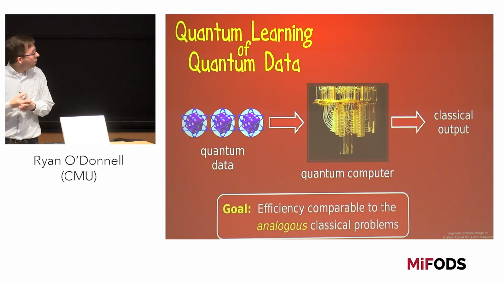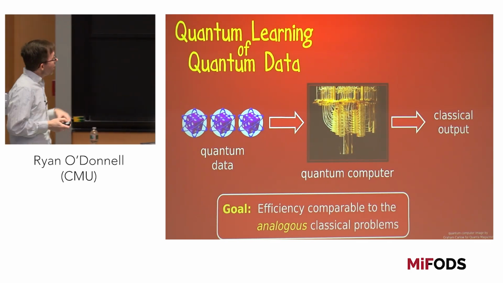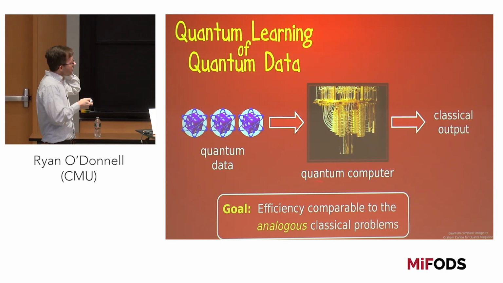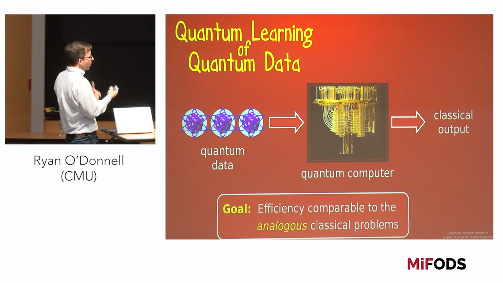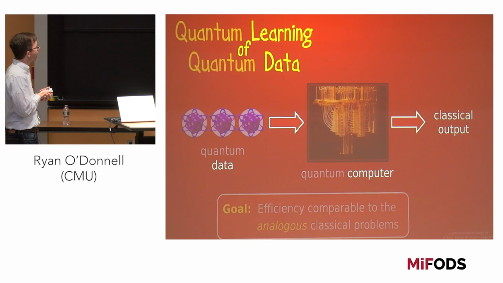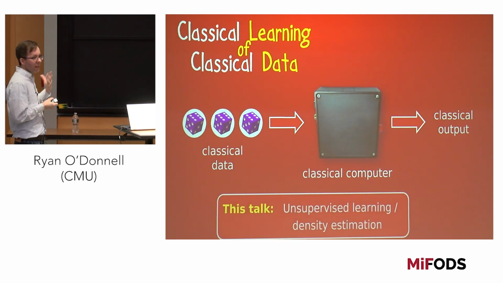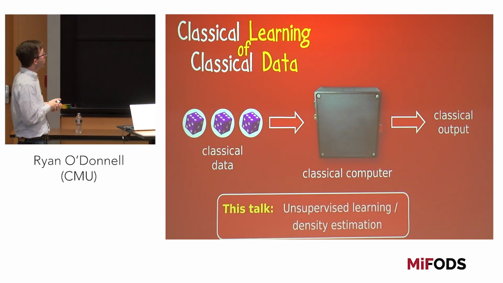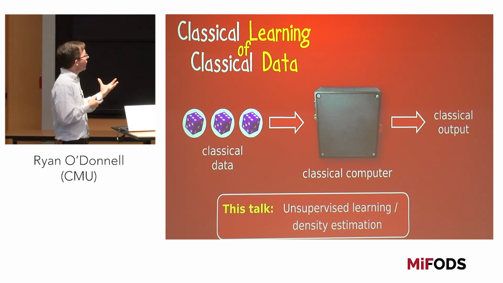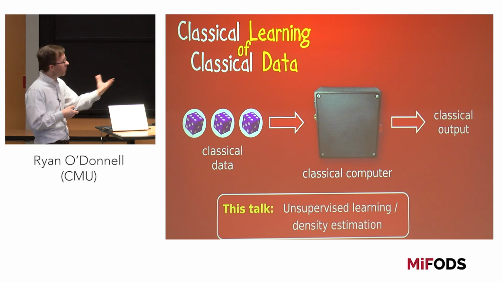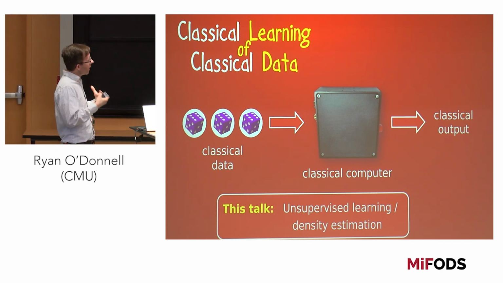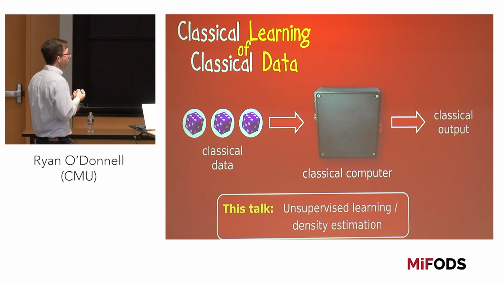Okay, so let's go back to this picture. So as I mentioned, for this quantum learning of quantum data task, the goal is to have efficiency that's somewhat comparable to the analogous classical problems. Usually it's a little bit worse, but hopefully not too much worse. And so therefore, it may make sense for me to talk a little bit about good old classical learning of classical data, where you have classical data you process with a classical computer to try to estimate some properties of the data. And as I mentioned before, we're going to be talking about density estimation kinds of problems.